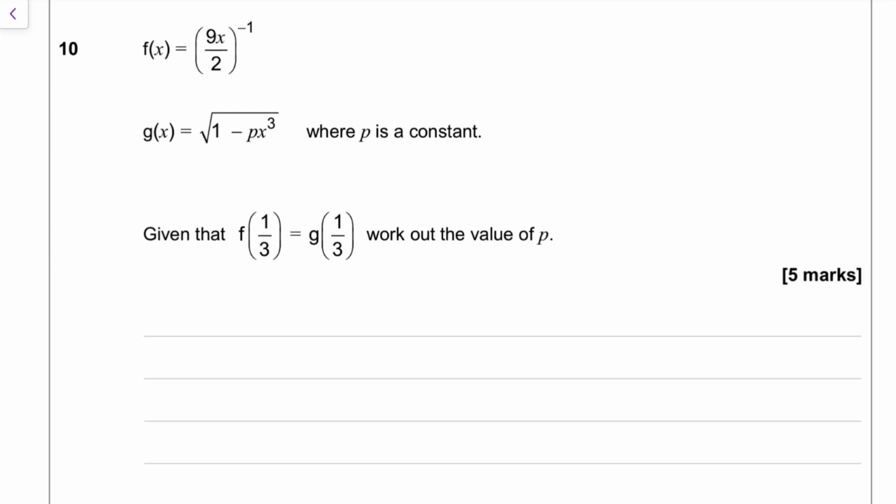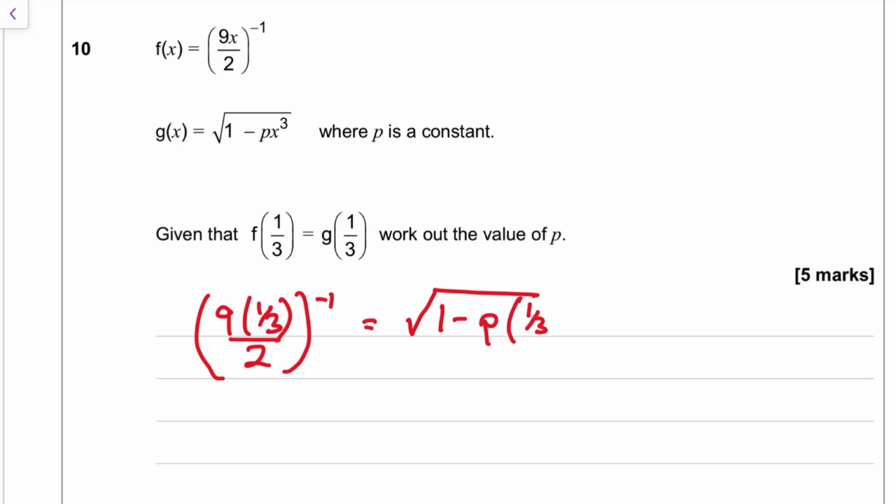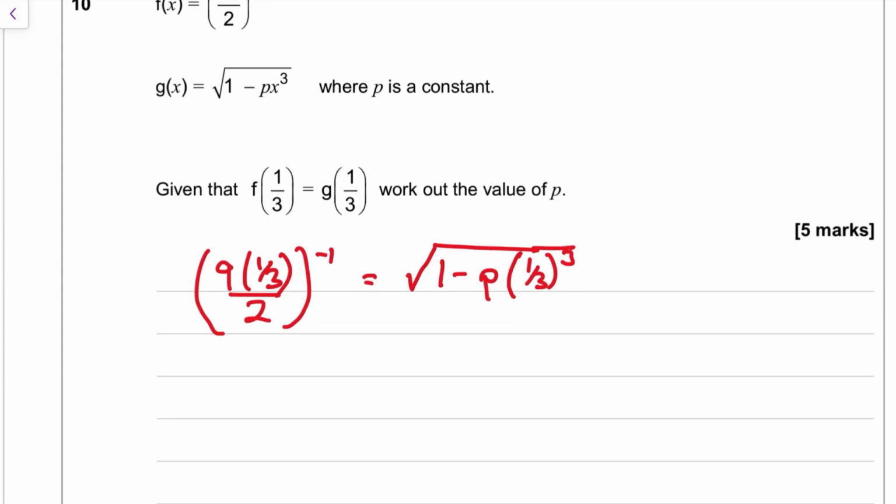f of x equals 9x to the power of 1 over 2, g of x equals this. Okay, I'm just going to put the number straight in. So therefore 9 times a third over 2 to the minus 1 is equal to 1 minus p times a third cubed, which is obviously 1 over 27, but let's do it step by step. Now 9 times a third is 3, 3 over 2 to the minus 1, reciprocal is 2/3, so 2/3 equals the square root of 1 minus p over 27. I'm hoping this is going to work out to be a nice number, but let's carry on.